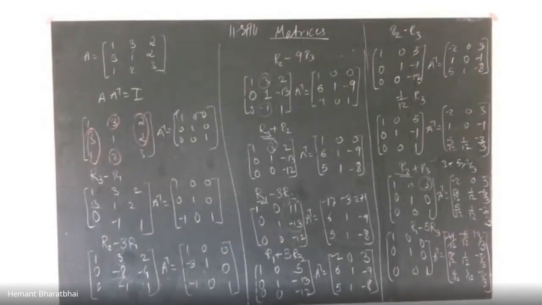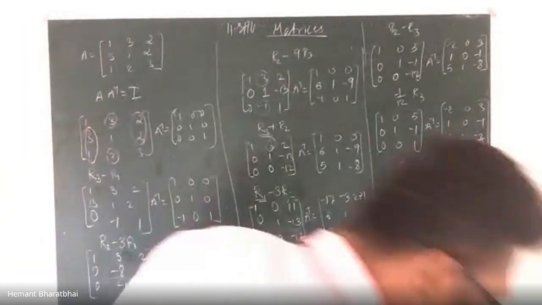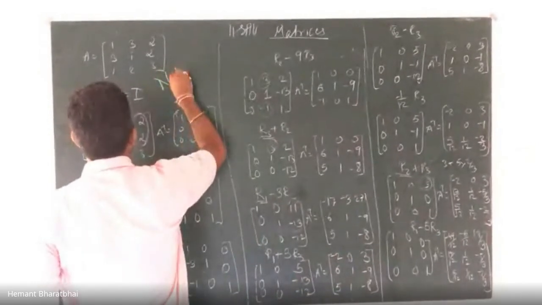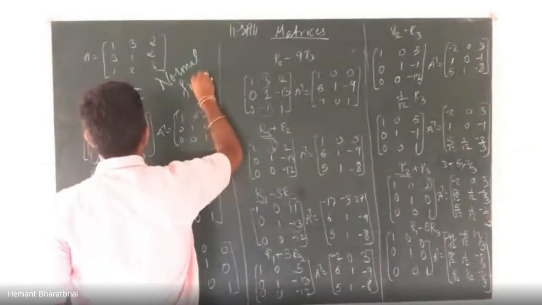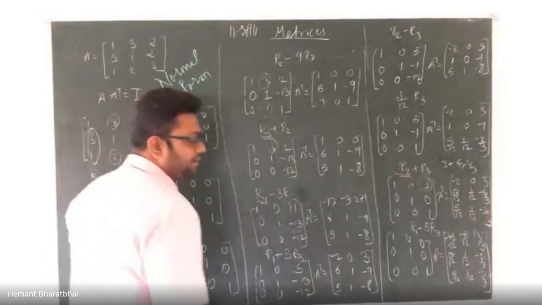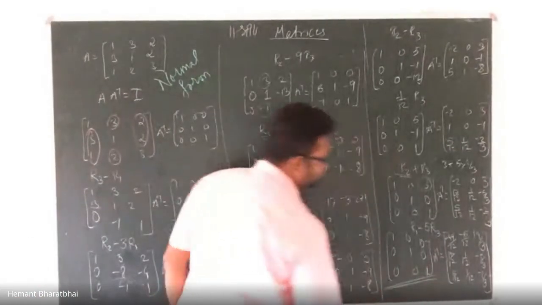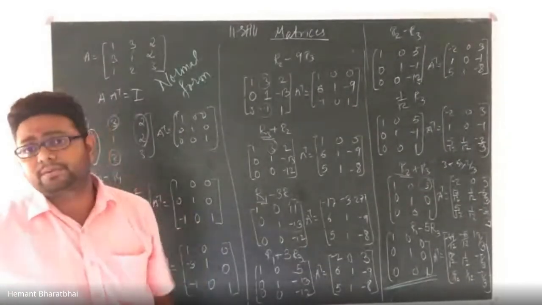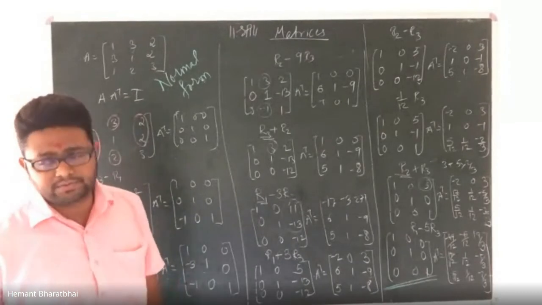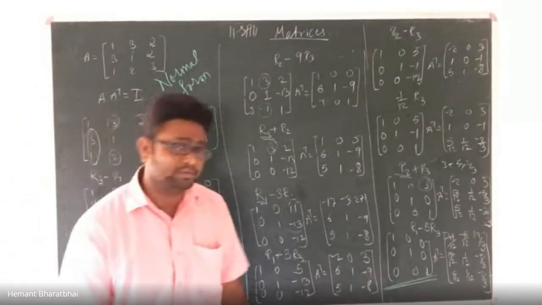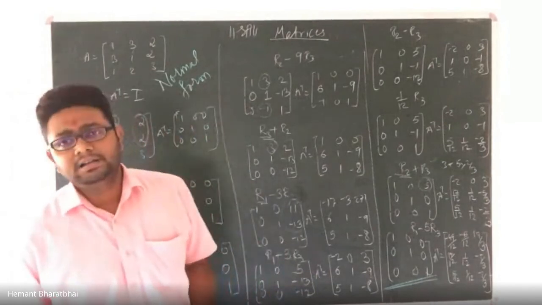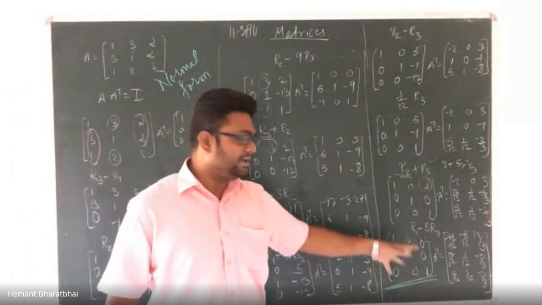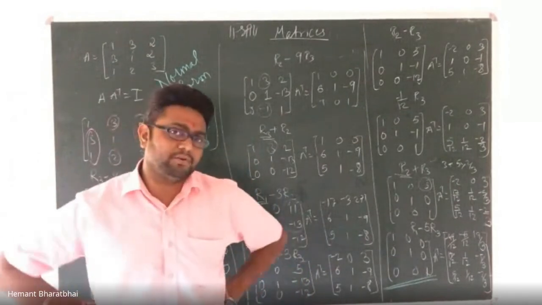Yes, we will have to use transformations, but what you have seen now is called as normal form. What it is called? Normal form. So what happens in the normal form is we are converting this given matrix into an identity matrix by using row transformation. So whenever you use row transformations or column transformations or combination of both and convert a given matrix into an identity matrix, then it is called as normal form.